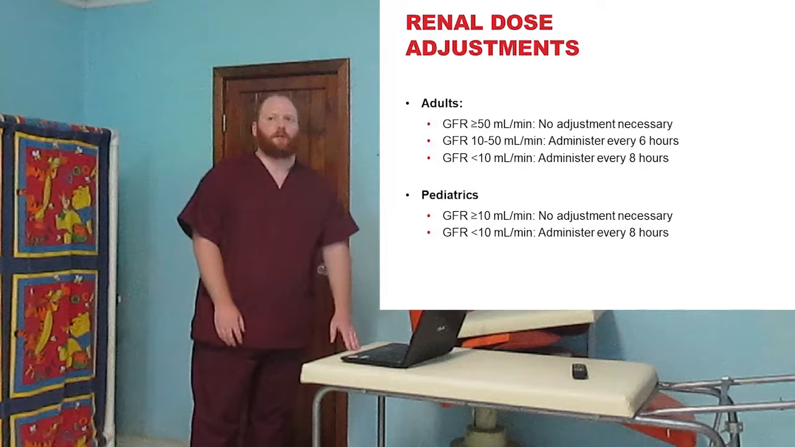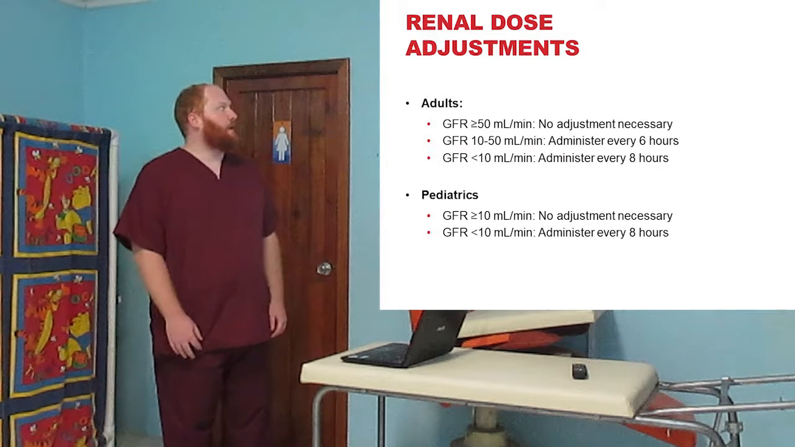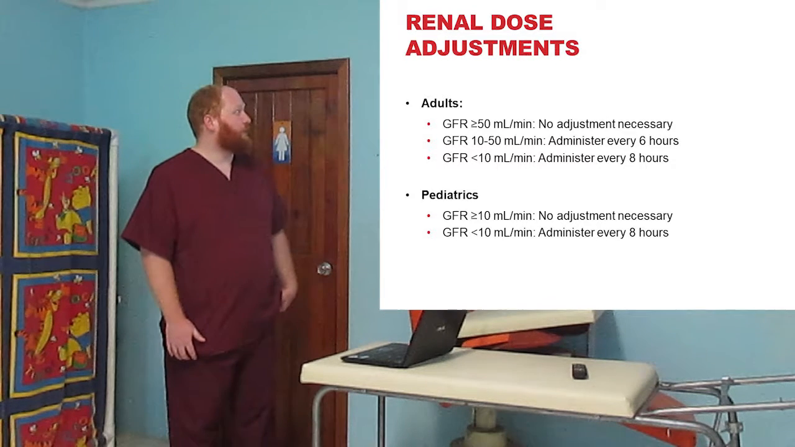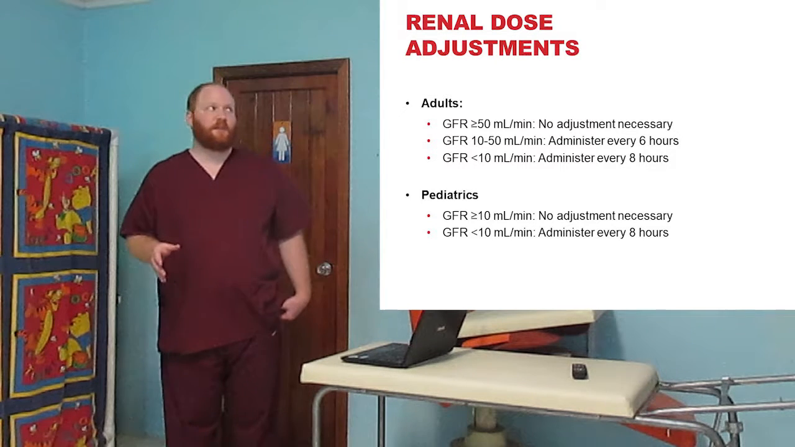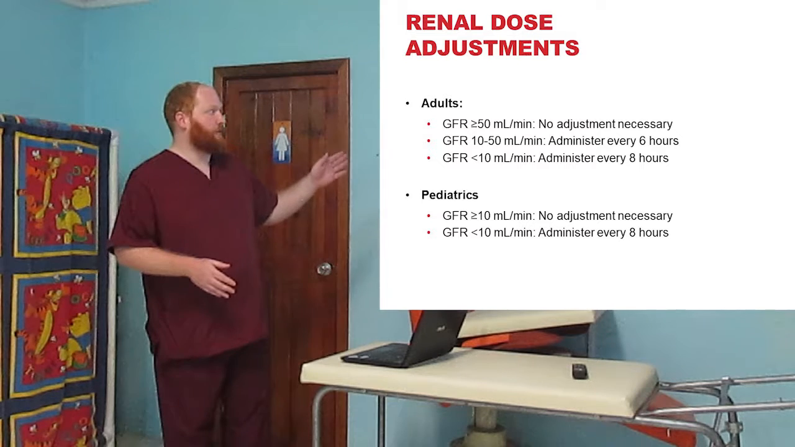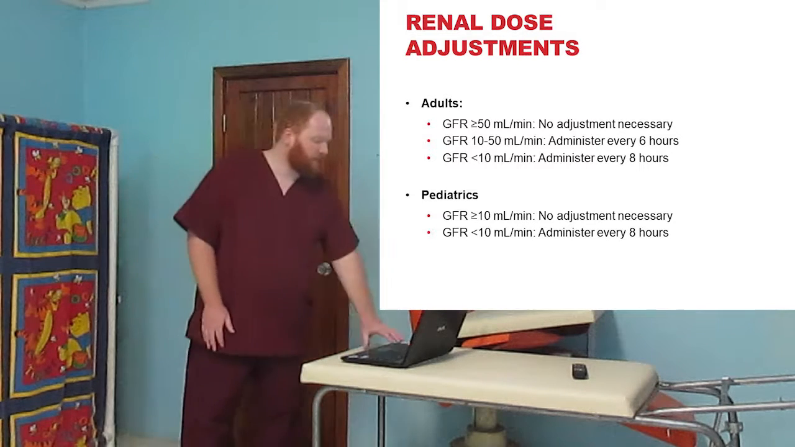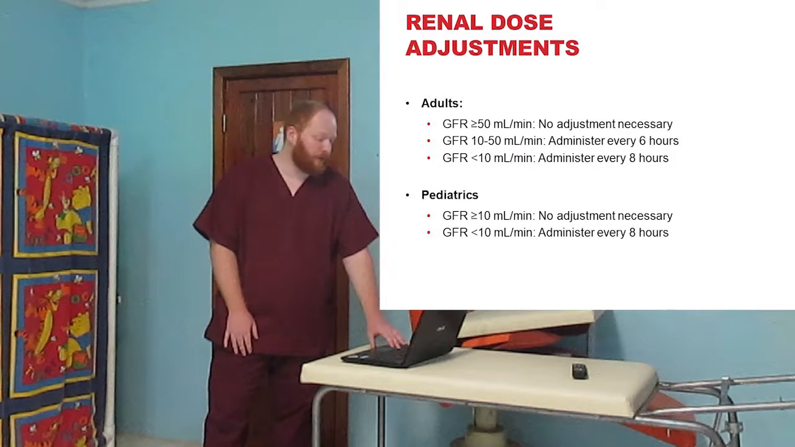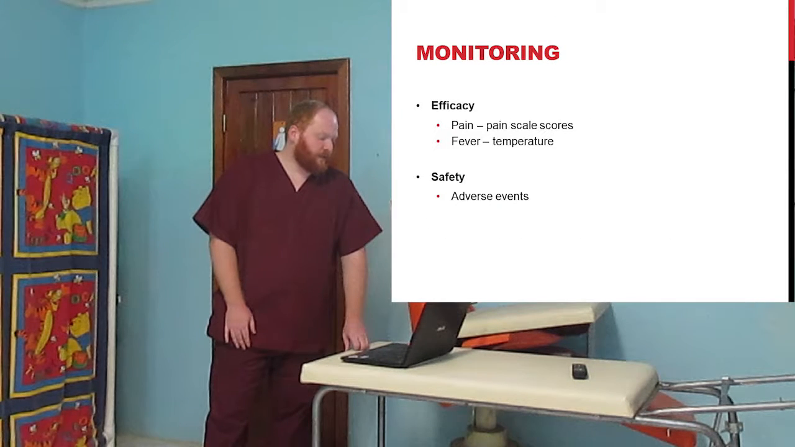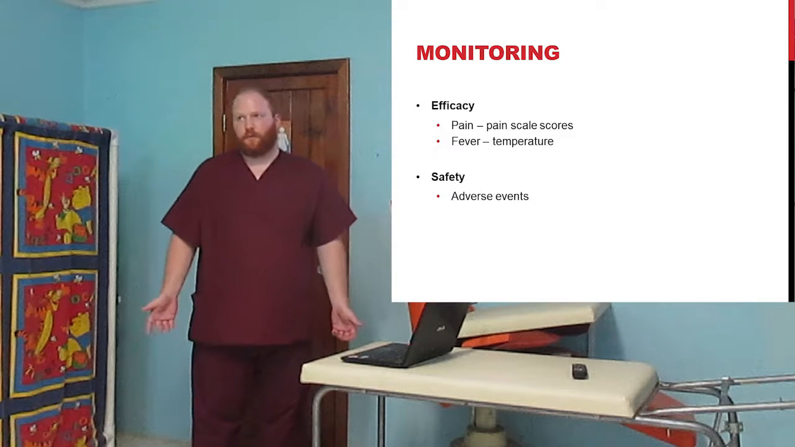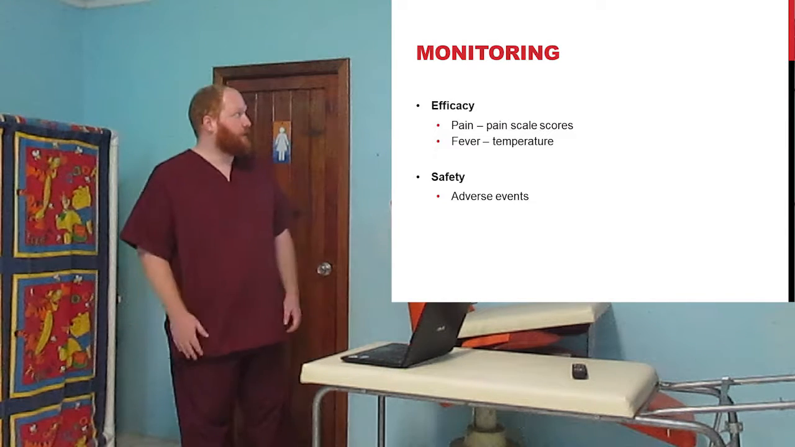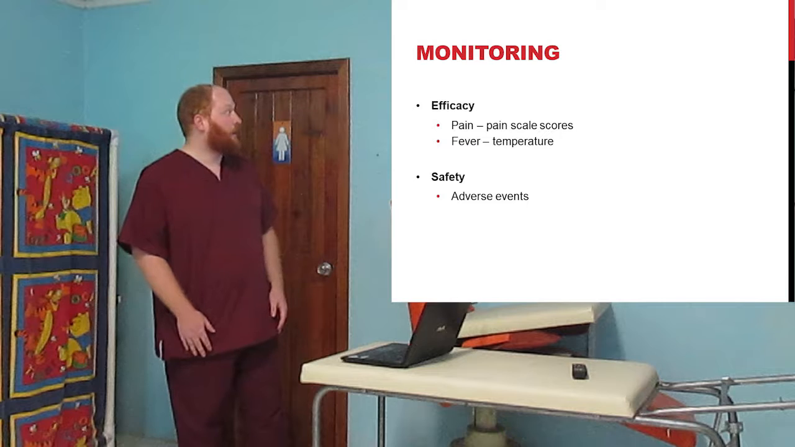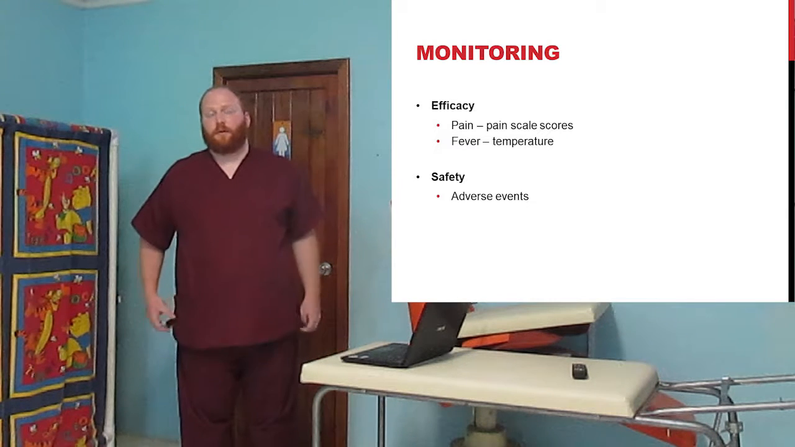I just want to point out that there are renal dose adjustments for acetaminophen, but there's nothing really too concerning. You don't really see any dose adjustments until you get into real active kidney disease, and at that point it's only changing the frequency of the dosing and not the actual dose itself. And then with the peds, really, you're not changing any dosing unless they have renal failure. Monitoring of the medication: for pain, any validated pain scale score, if there has been a pain reduction, that's pretty simple. And then with fever, temperature: has their temperature gone down to normal or towards normal. With safety, the only thing that you really have to worry about are adverse effects.